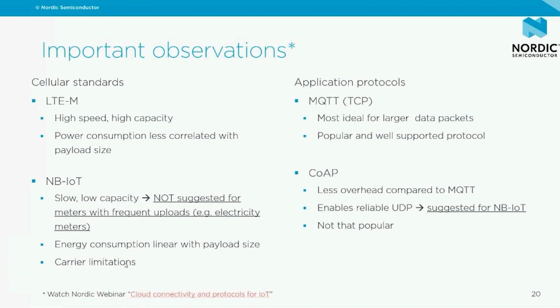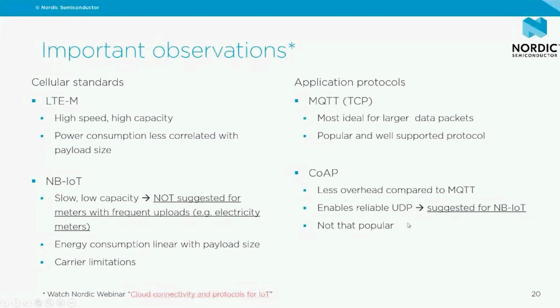And then if you look at the protocols running on top, on LTE-M, you typically run MQTT or TCP. So as I said, very good if you have larger data packets. They're very popular, very well supported today. So if you have any cloud or any head-end system you want to connect to, they typically support MQTT. CoAP and also Lightweight Machine-to-Machine, building on top of CoAP, have less overhead than MQTT, and really help to build much more reliable UDP connections than you do with pure UDP. That is the suggested standard for Narrowband IoT.